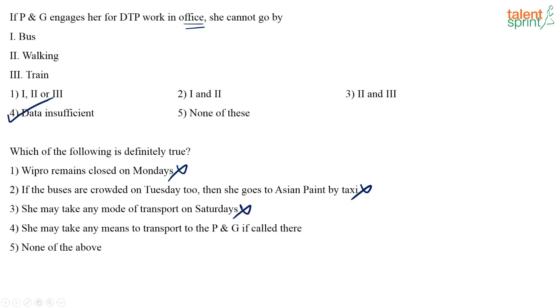She can't take any mode of transport. So not true. She may take any means of transport to Procter and Gamble if called there. Definitely she can use any mode of transport if called to Procter and Gamble, because she has anyway covered all the modes at least once in the week. So the correct answer here will be option 4. Option 4 is your correct answer.